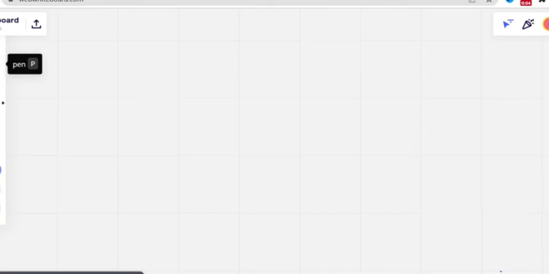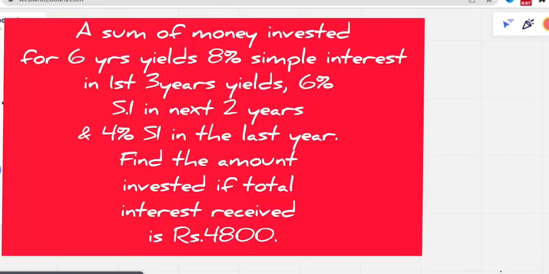So let's see one more example to get a clear idea. I'm reading the question for you. A sum of money invested for 6 years yields 8% simple interest in the first 3 years, 6% simple interest in the next 2 years, and 4% simple interest in the last year. Find the amount invested if the total interest received is rupees 4800.